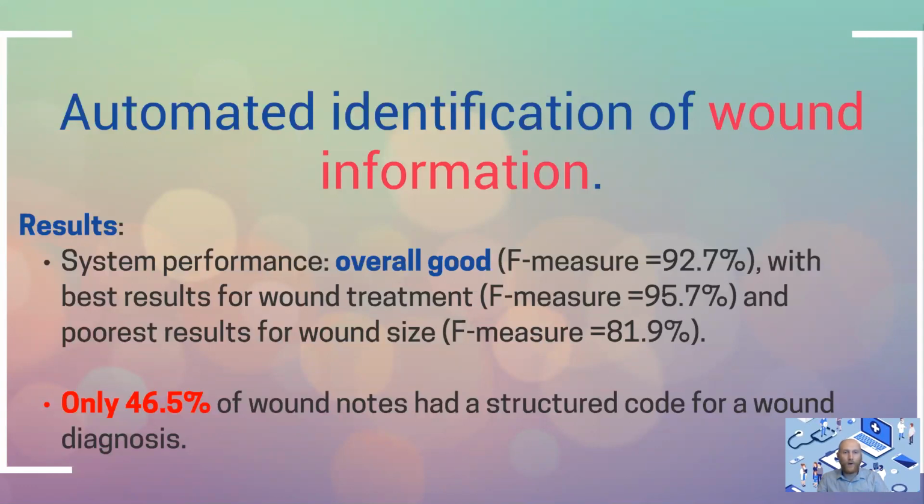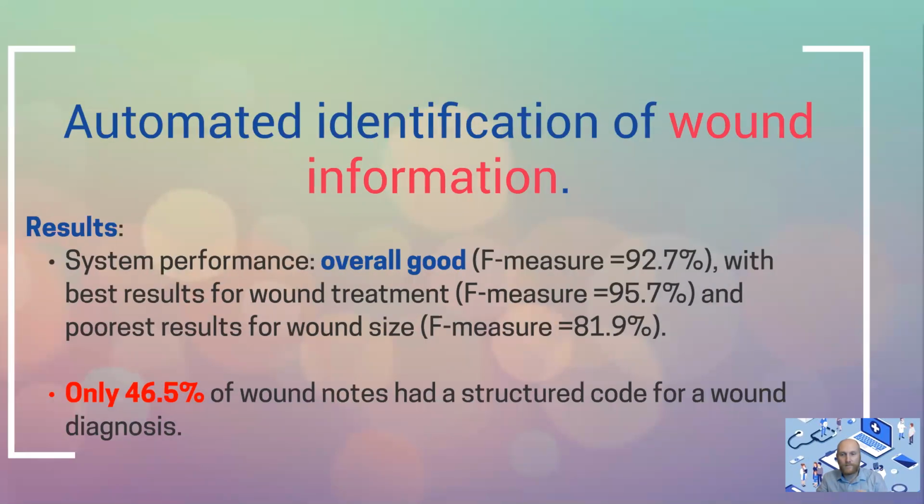Now, less than half of wound nodes had a structured code for wound diagnosis associated with them. So this is a concerning finding, right? And imagine what implications that would have on any research you would do with health data. If by only looking at the structured data, the patient's problems, we are missing half of the wounds for patients, then you really need to do something like natural language processing to identify all the patients who presented with wounds.